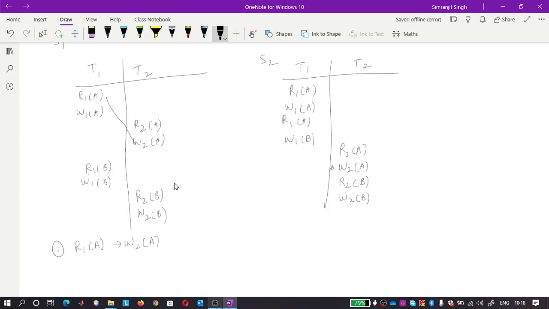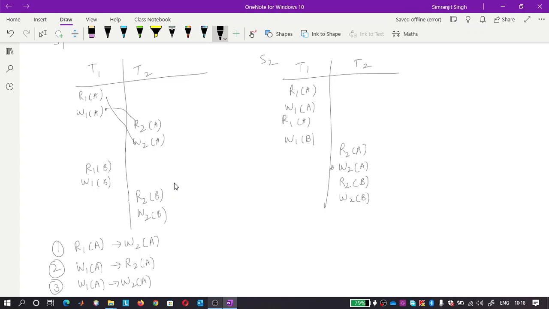Now check this one, write of A and read of A. This is again another conflict. Write 1 A followed by write 2 A. This is one more conflict. Check for the third one. Write is also a conflict. Write 1 of A and write 2 of A is a conflict here. Another conflict, because they are working on the same data item.